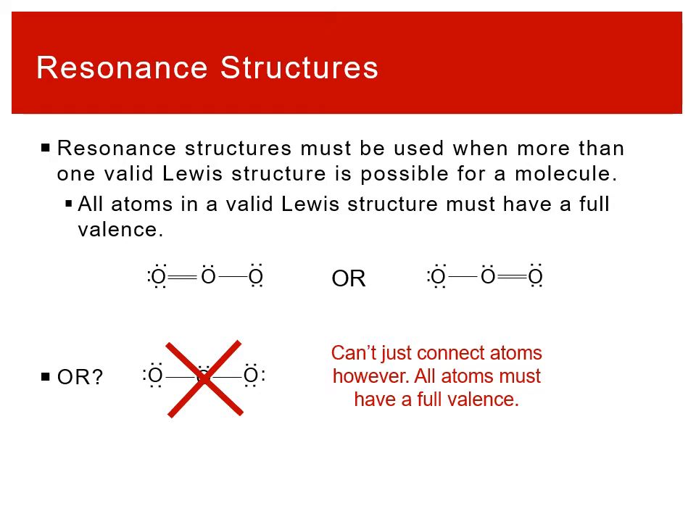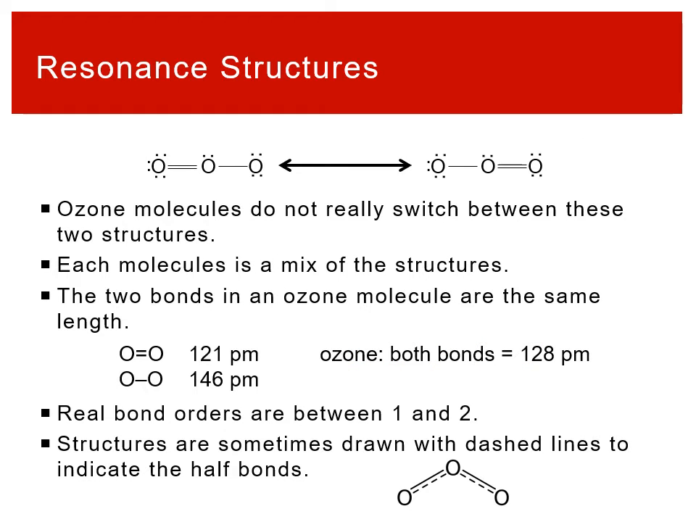I couldn't have something like this. I can't just connect atoms however. It has to be 2 possibilities where I just have a different arrangement of electrons. The same types of atoms are bonded together. Maybe it's just a difference of double bonds versus single bonds. So for ozone, there are 2 of them. Either of these structures could represent the molecule. Generally we represent these by drawing a double-sided arrow between the 2 Lewis structures. And so we would say that either of these could work for ozone.